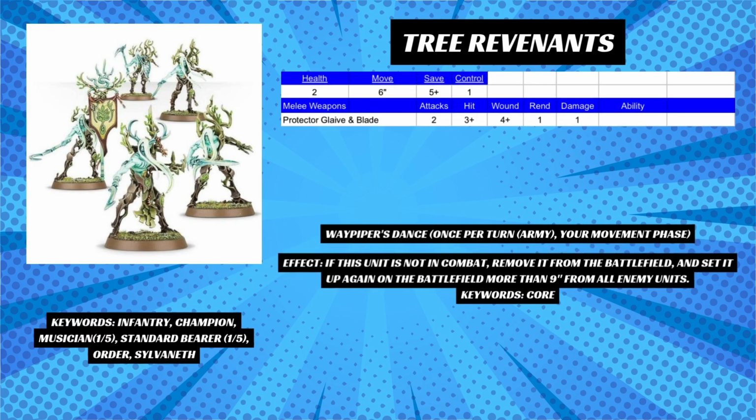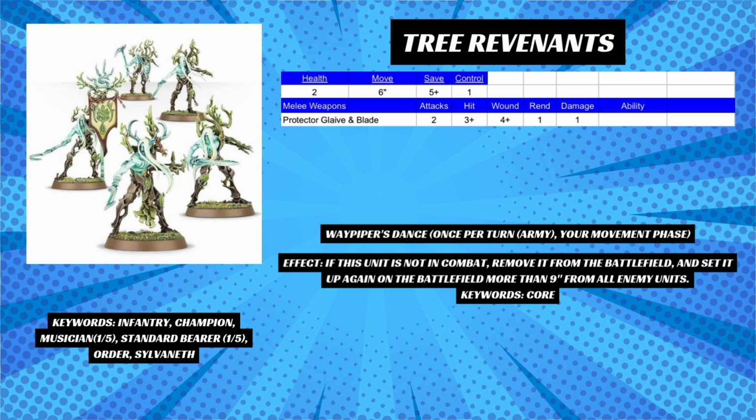Next, we have the Tree Revenants. The Tree Revenants are a decent enough unit for one big reason, and that is their Waypiper's Dance ability. This ability allows you just to pick up the unit each turn and redeploy on the table wherever you want. Now, you can only do this once per turn per army.